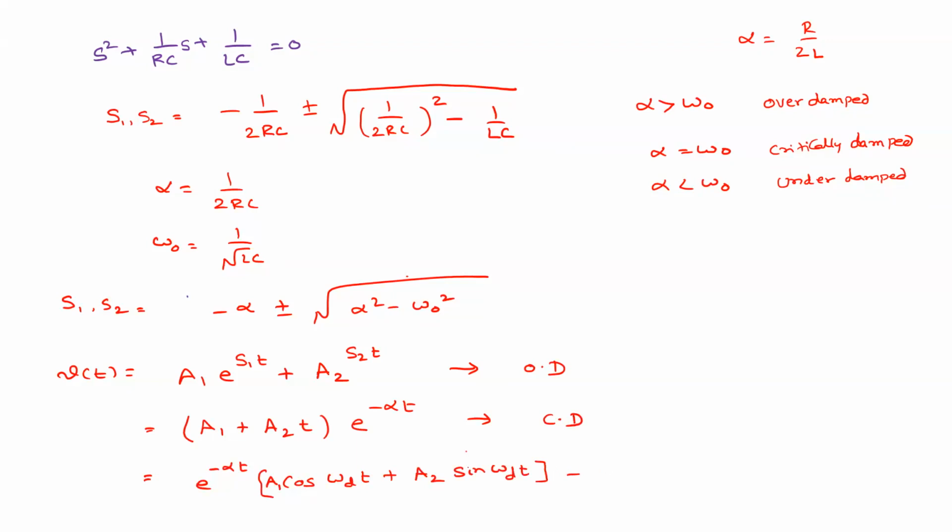So this is for underdamped case. So what is the value of omega d here? What is omega d? Omega d is square root of omega naught squared minus alpha squared, right? Agree? Yes, sir.